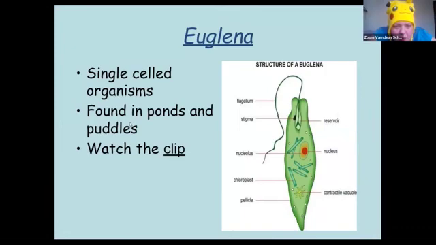Okay, I'm going to give you a few more seconds. Do not worry about your answer. I can see some of you are not going as quickly. I mean, it's got a flagellum. What could that mean? But it has got chloroplast. What could that mean? I'm going to give you a few more seconds.